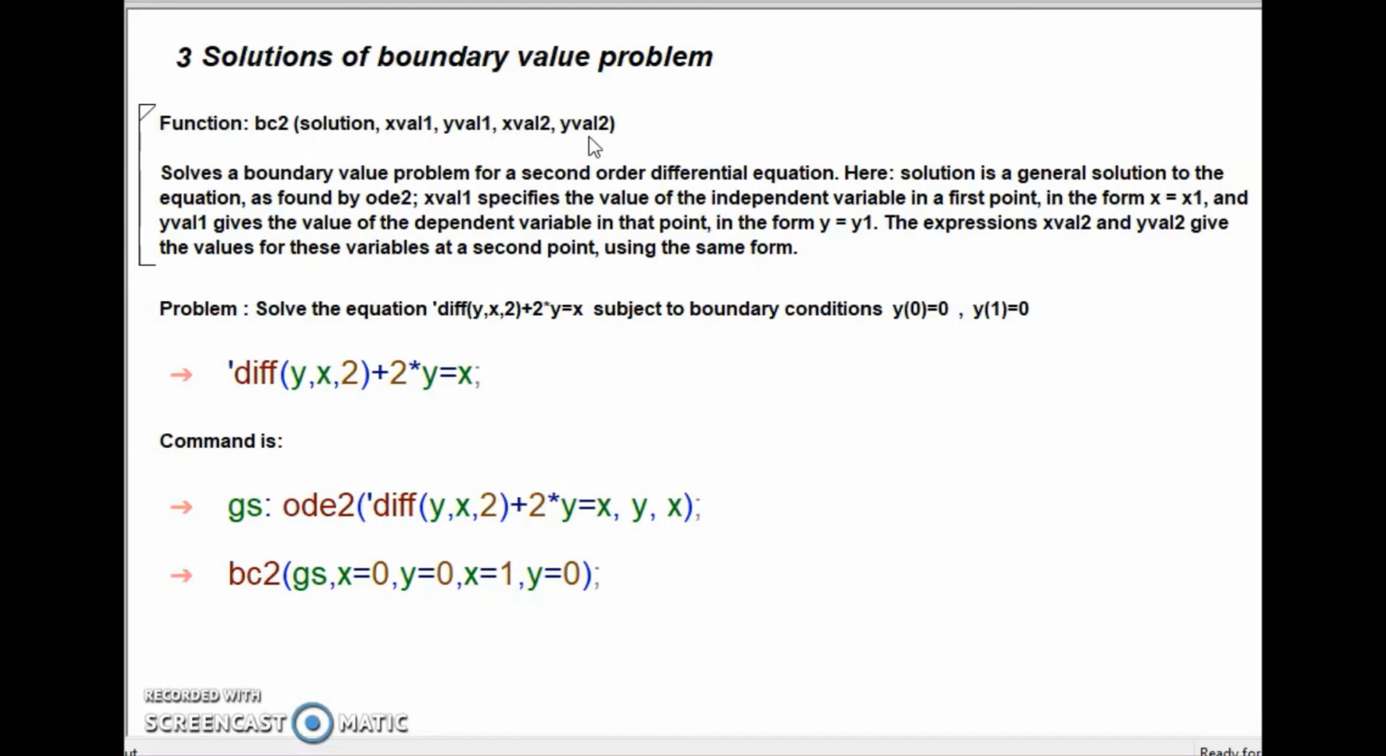Now let us go through one example. Solve the differential equation subject to the boundary condition. You may notice the value of x is 0 here and the value of x is 1 here, whereas the value of y is 0 in both the cases. Now let me, actually I have hidden this output. I am going to reveal this.